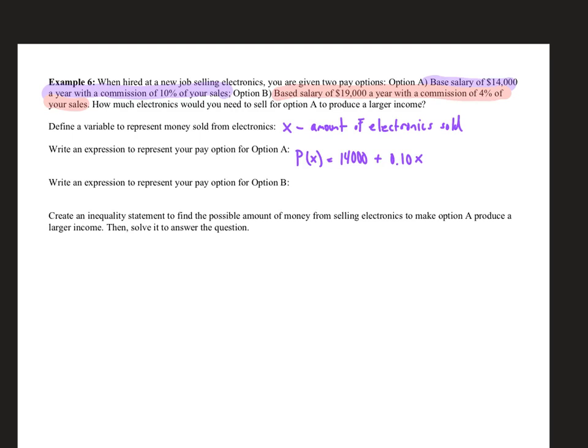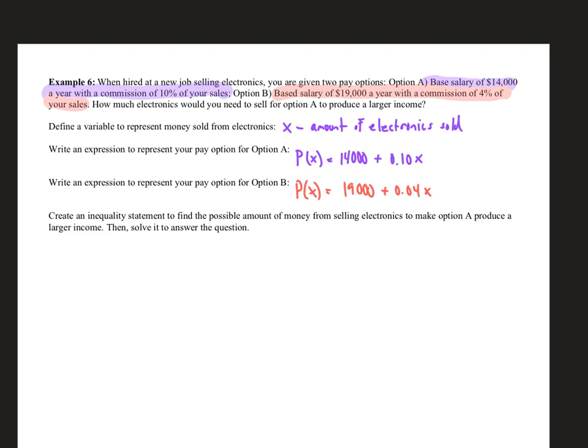I also want to write an expression for the pay according to the second one. So start off with that $19,000. And now we get 4%, so 4% being 0.04, not 0.40, of how much we sell. If we sold $500, 4% of that is $20, so we'd make $20 commission here, whereas I would make $50 commission here. So you see that these would add up a lot faster, but we start at a lower spot.